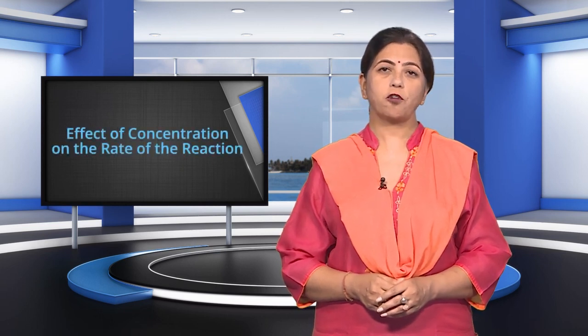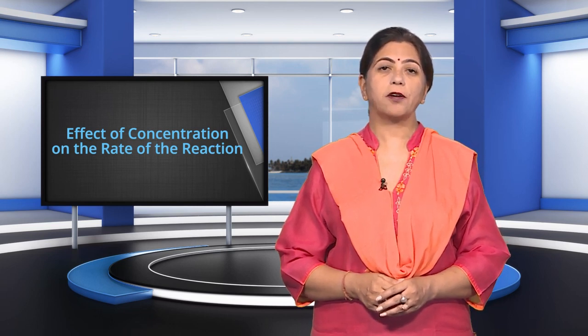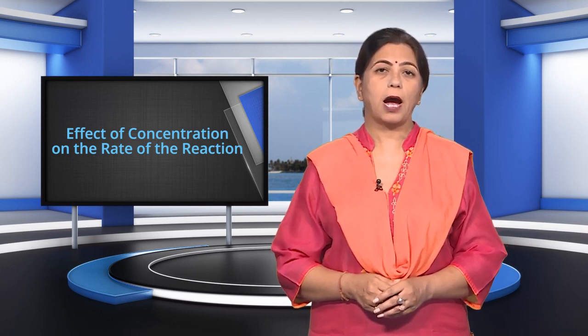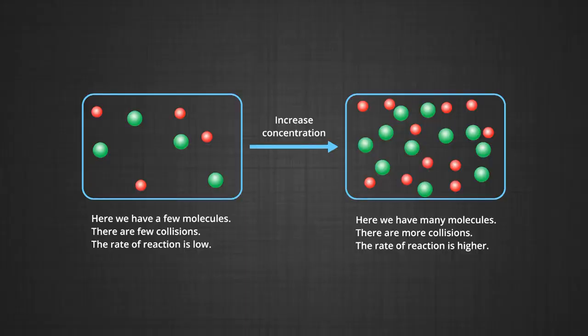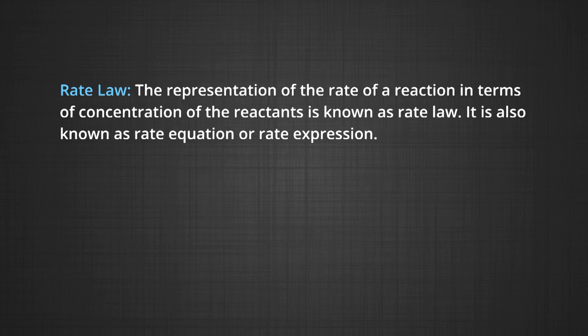First of all, effect of concentration on the rate of the reaction. The rate of a chemical reaction at a given temperature may depend on the concentration of one or more reactants and the products. It is found that the concentration of the reactants decrease while the concentration of the products increase with the passage of time. You can see the graph, and the graph shows the variation of the concentration with passage of time. The representation of the rate of the reaction in terms of the concentration of the reactants is known as rate law. It is also known as rate equation or rate expression.